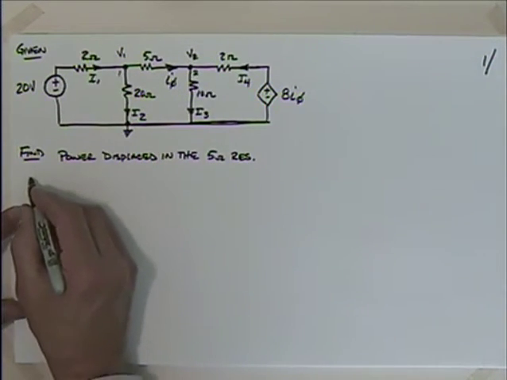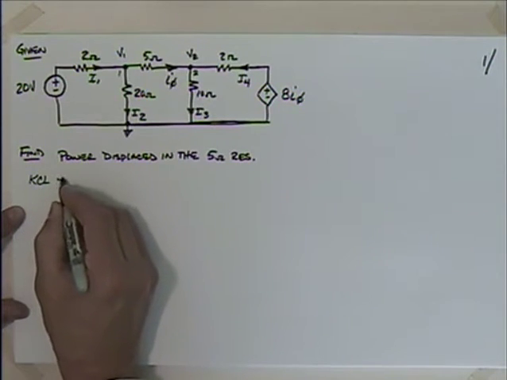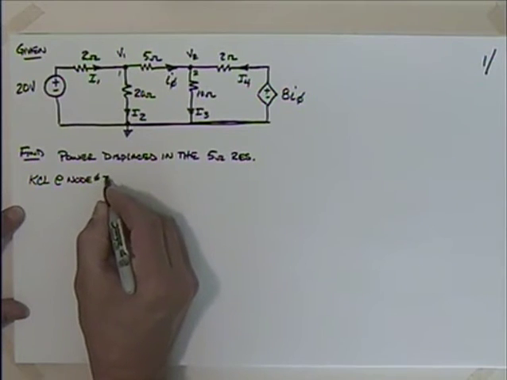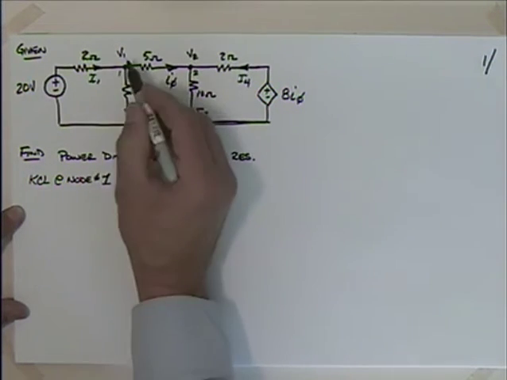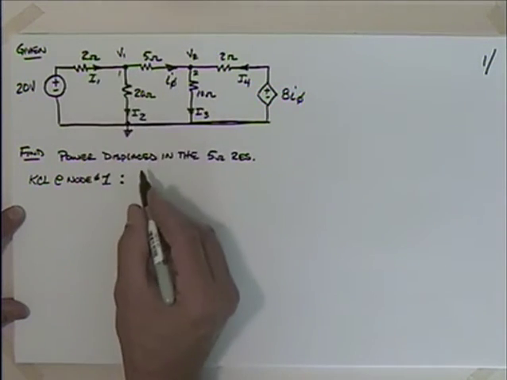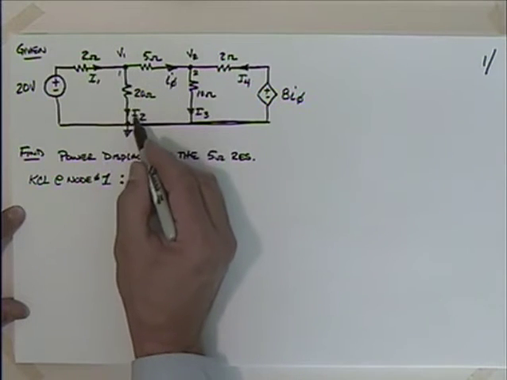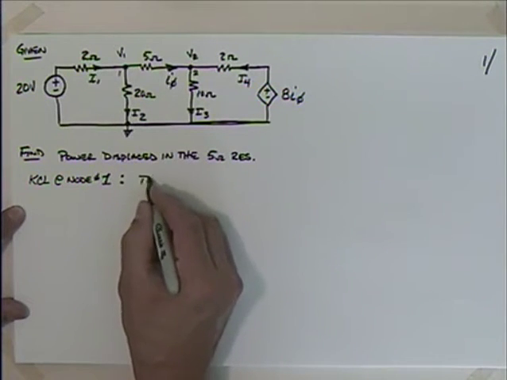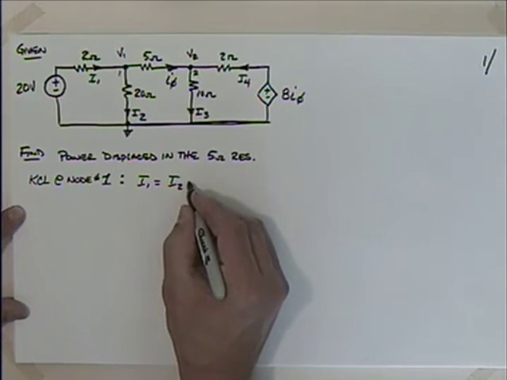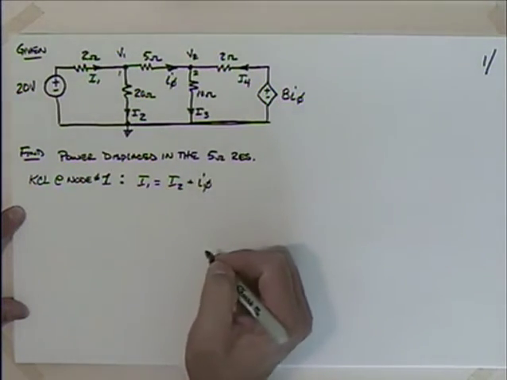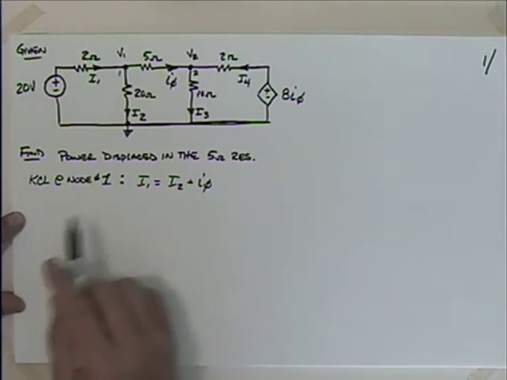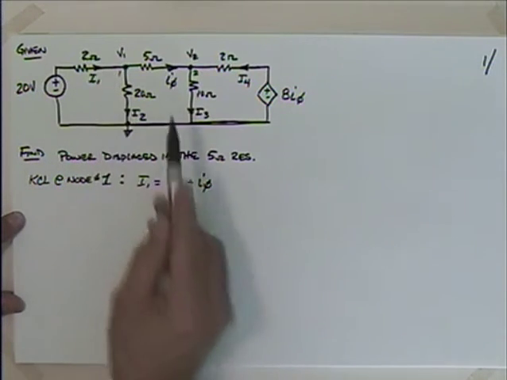So if I then use Kirchhoff's current law at node number 1, so looking at Kirchhoff's current law right there, what can I say? I can say that I have I1 going in, and then it's going to split off to I2 and I phi. So I1 is equal to I2 plus I phi. Let me double check that: I1, I2, and I phi, yes.